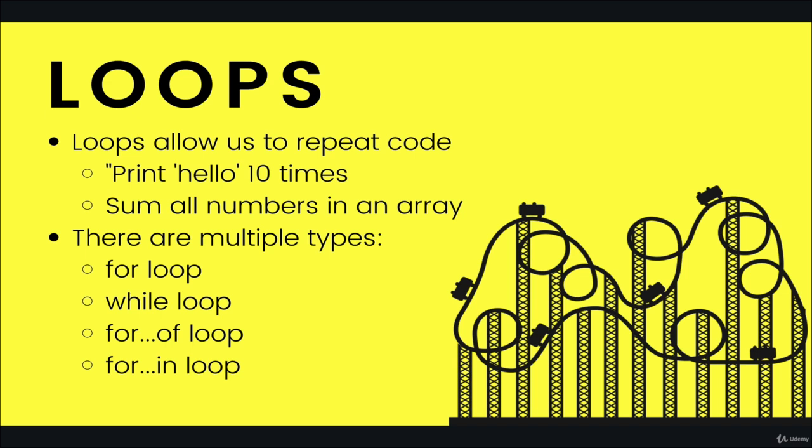Print the word hello 10 times. Instead of having to copy and paste console.log hello 10 times myself, I could use a loop. Or I could sum every number in an array, and that might be 2 numbers, but that could be 10,000 numbers. And if I didn't use a loop, that would be a lot of work. So there are multiple types of loops: for loops, while loops, for of loops, for in loops. We will see them in this unit.